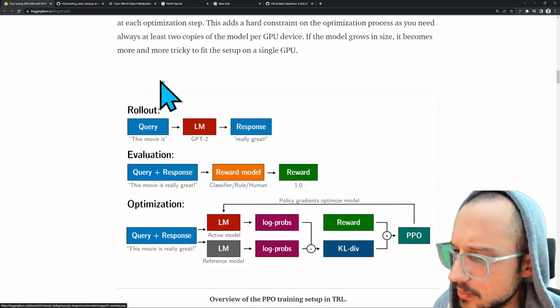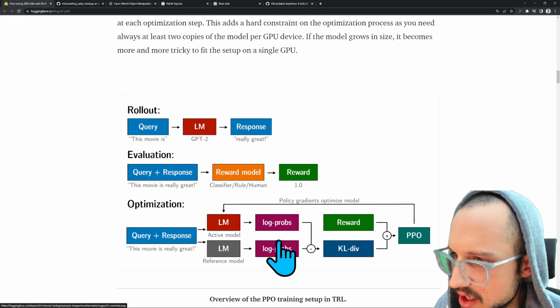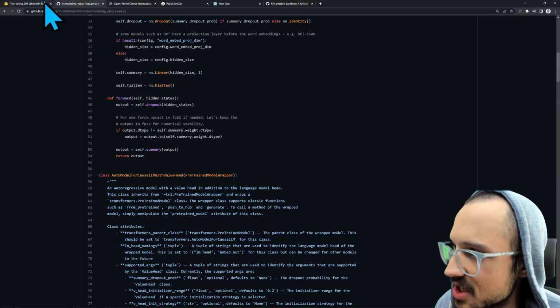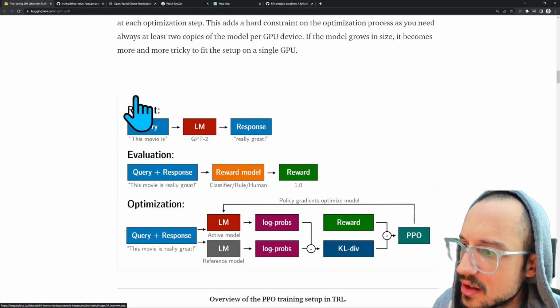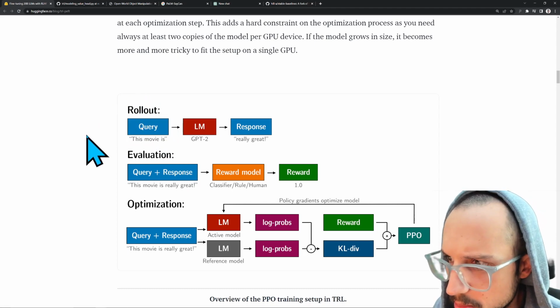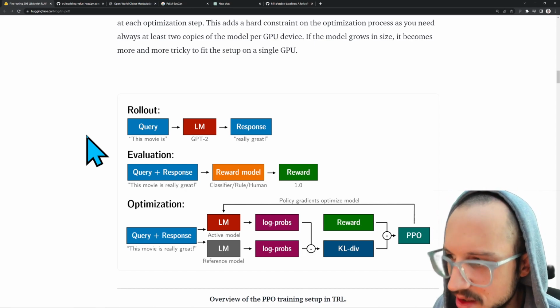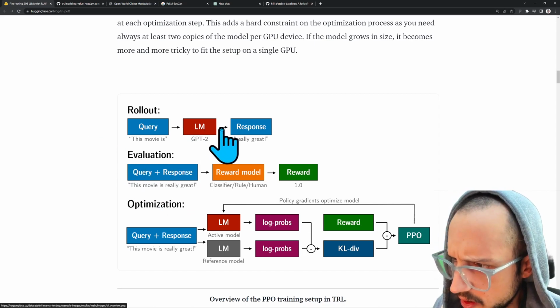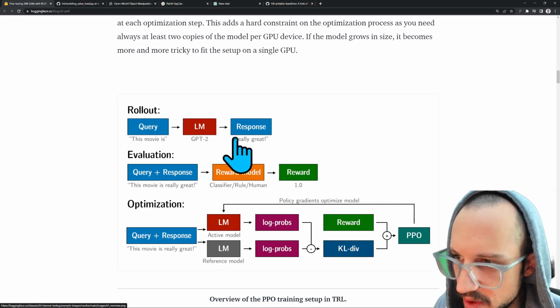All right, overview of the PPO training setup in TRL. So this is how PPO works in their particular implementation. Rollout. This is like an episode. This is actually using your model, your policy, to take steps in an environment. So you're taking your query, "this movie is", and then your response, and this is your language model. Your language model consumes this query, this prompt, and it outputs more text tokens.